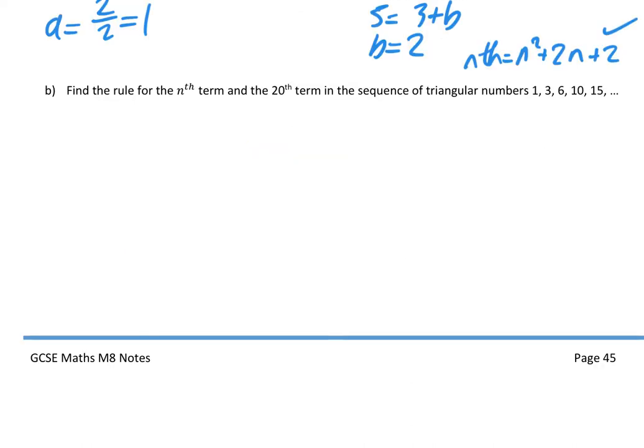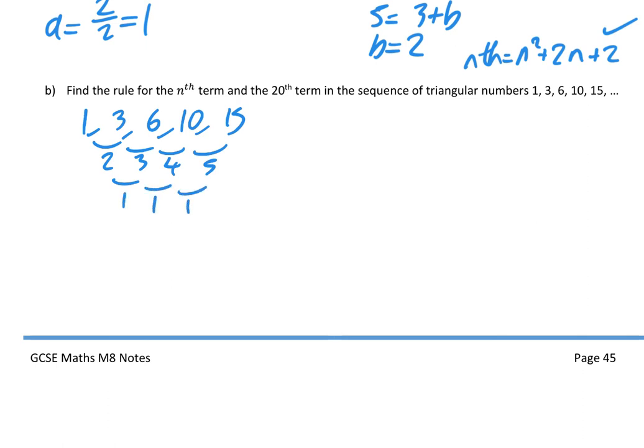Okay, next example says, find the rule for the nth term and then the 20th term of the sequence of the triangular numbers, which are 1, 3, 6, 10, and 15. So again, common difference is 2, then 3, then 4, then 5, and that goes 1, 1, and 1. Okay, so your first term a is always going to be your common difference divided by 2. So a is just 1 divided by 2, so a is equal to half.